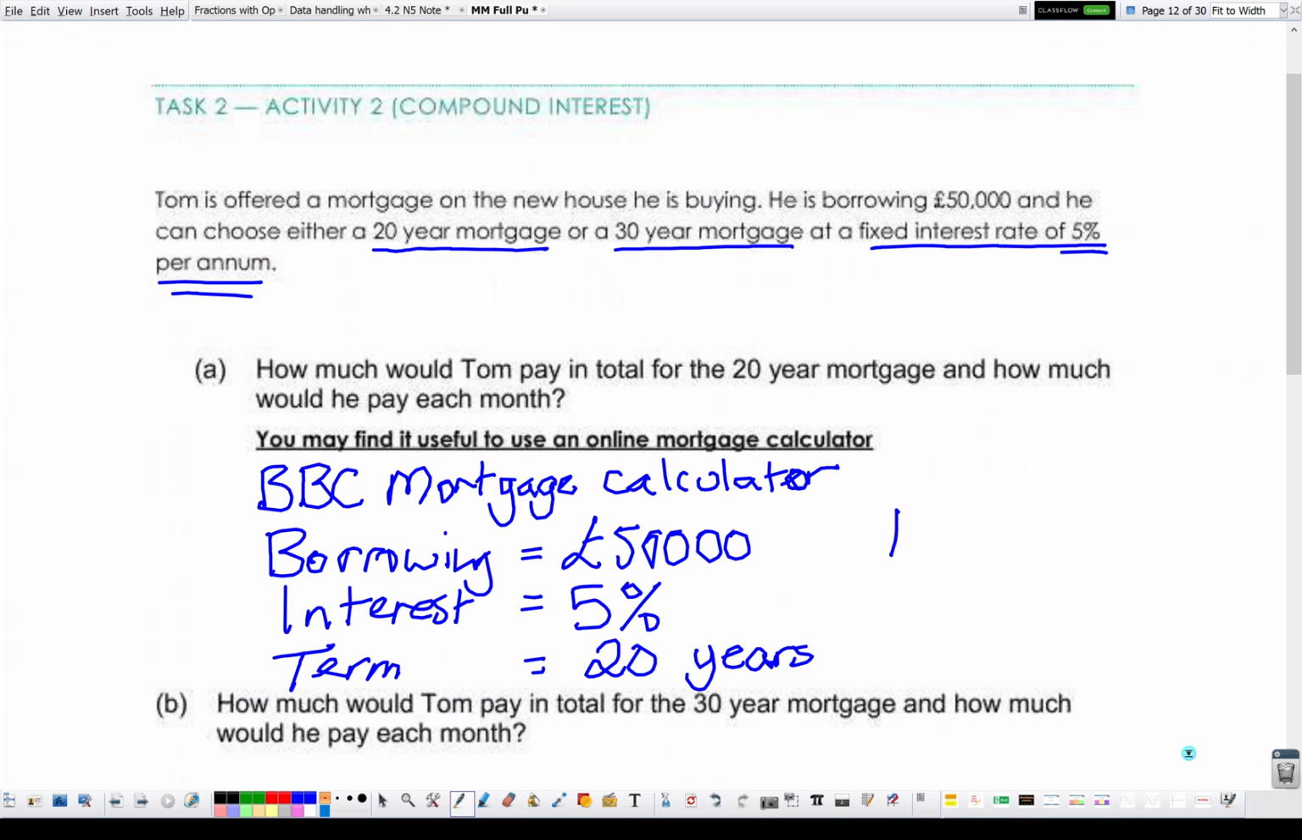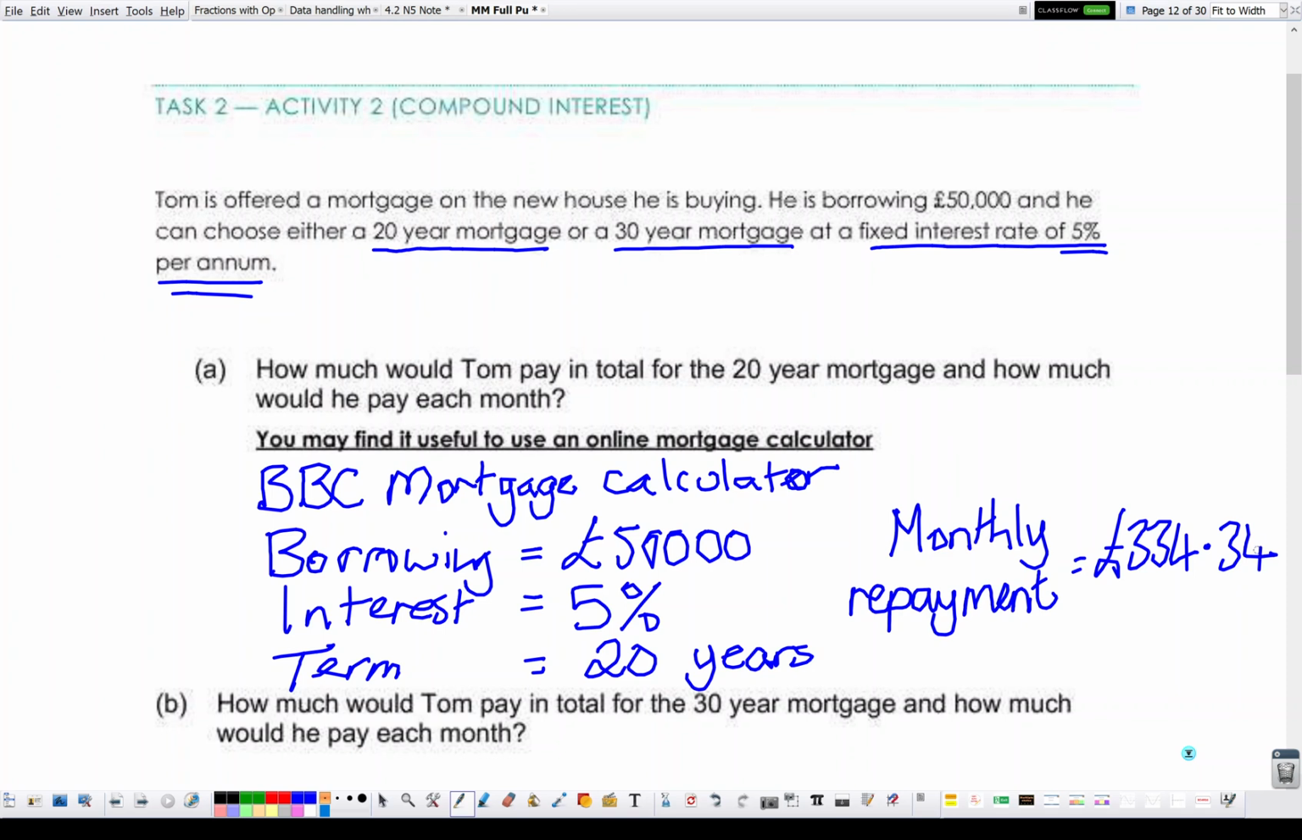So write that down. A monthly payment, it's called a repayment actually because you're paying it back. So monthly repayment is working out at £334.34. Okay, what I want you to do now is change the repayment period from 20 years to 30 years.